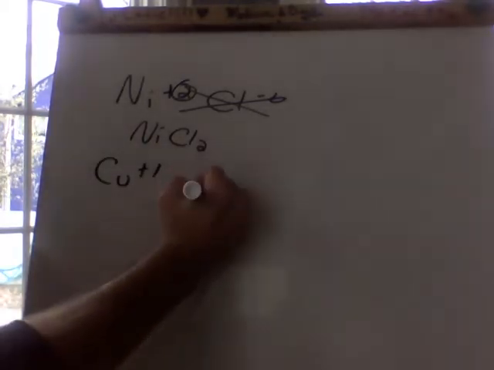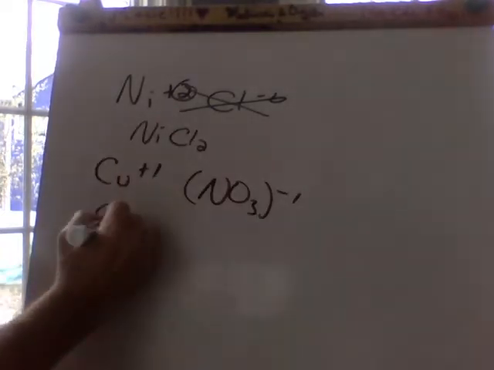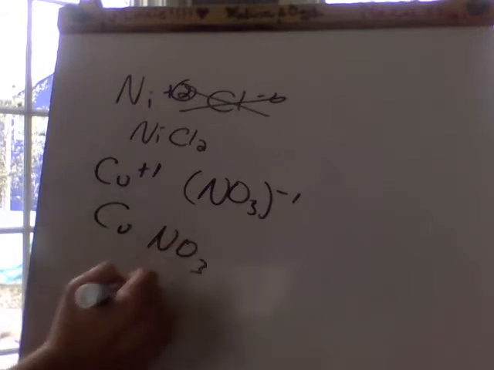NiCl2. Now, this cuprous stuff, that's a fancy way of saying copper 1. Again, we're not getting into all that. Nitrate is this, and so you just cross those and it becomes CuNO3.